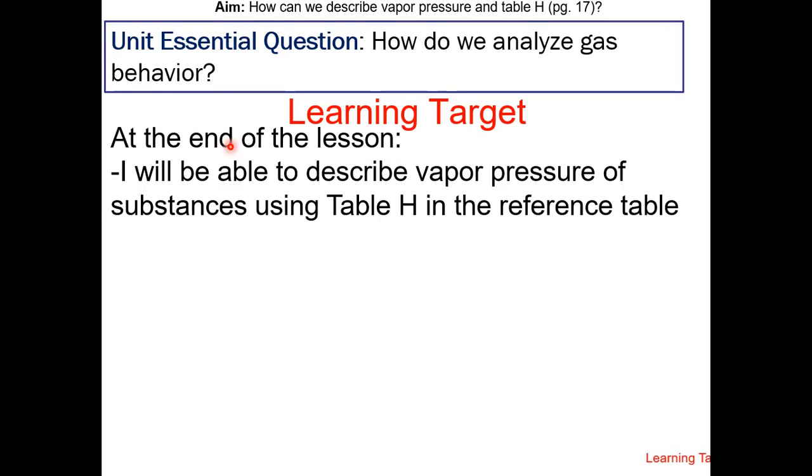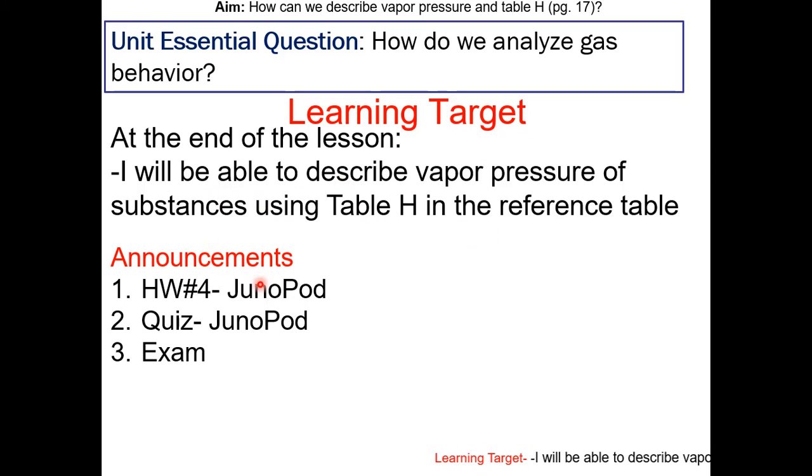Learning target: at the end of the lesson, I'll be able to describe vapor pressure of substances using Table H in the reference table. Homework B number 4 will be a Junipod based on this lesson. There will be a quiz Junipod, and the exam will be on Unit 7 and Unit 8.